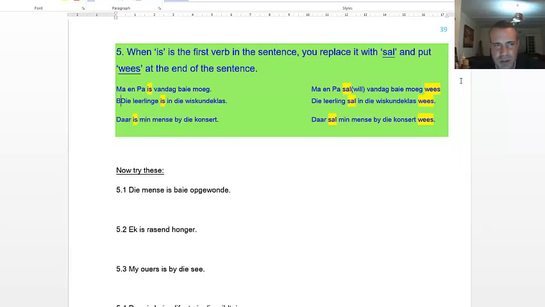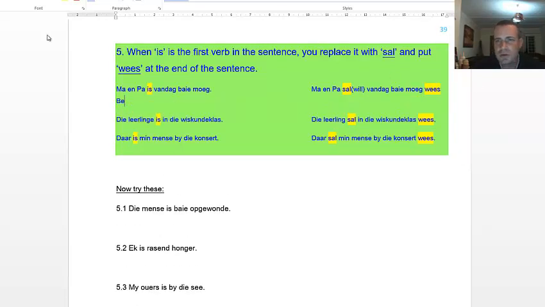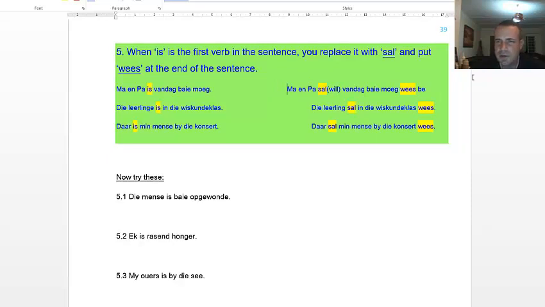And now it's not working out. Yeah, what's going on here? Undo. Okay, wees is be. Okay. If I just move it back, will that work? Yes. So wees is be.